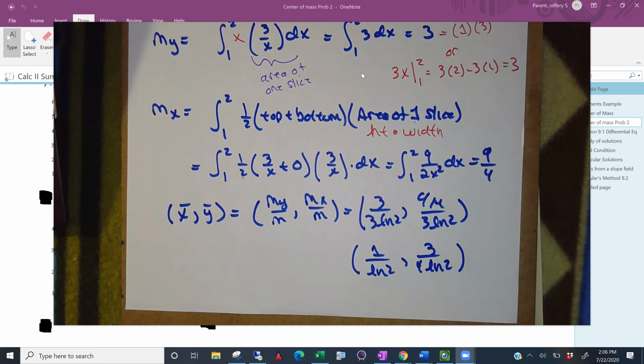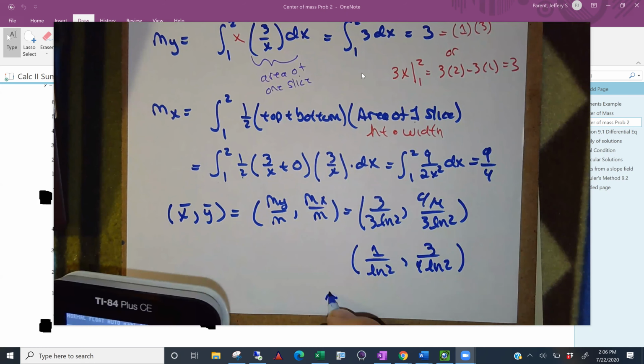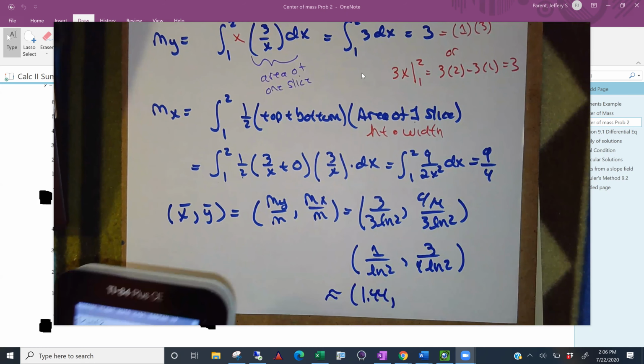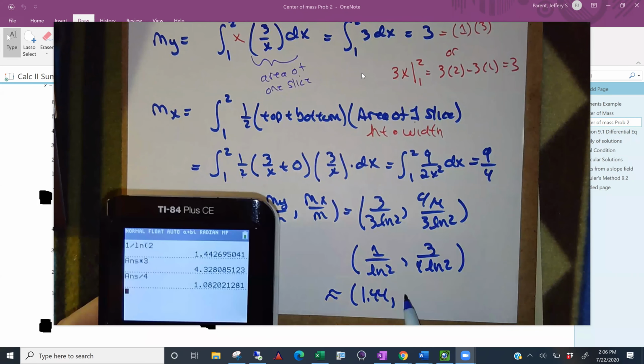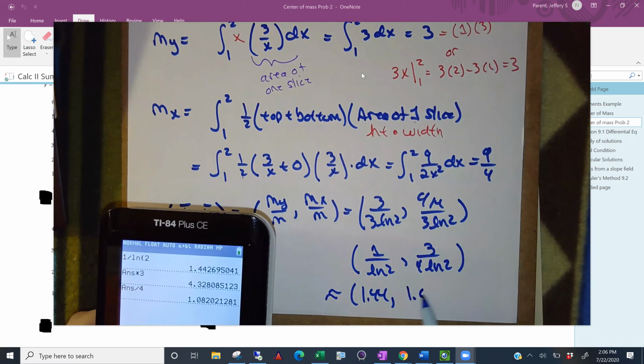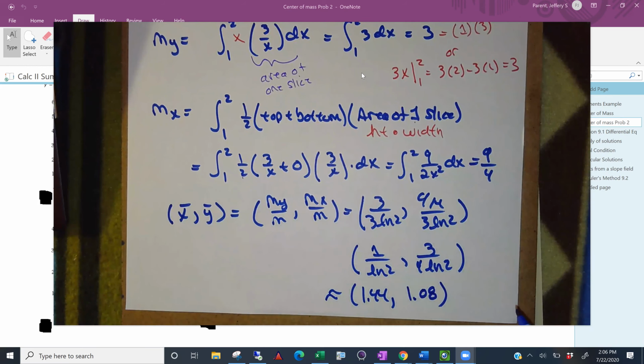You probably want to get some numerical values if you're going to check these and make sure that your answer at least looks reasonable. So this is approximately 1.44. This is about 1.08. Let's see how that compares to our graph and see if it makes sense.